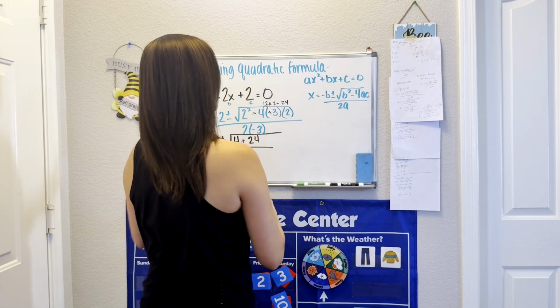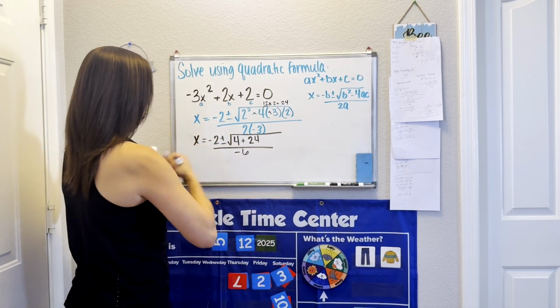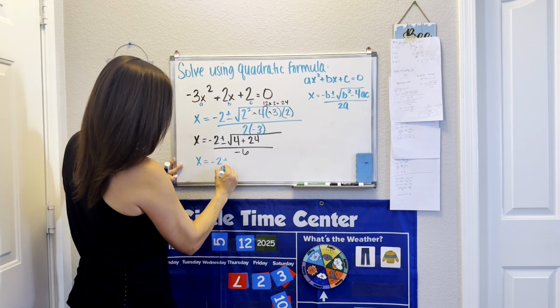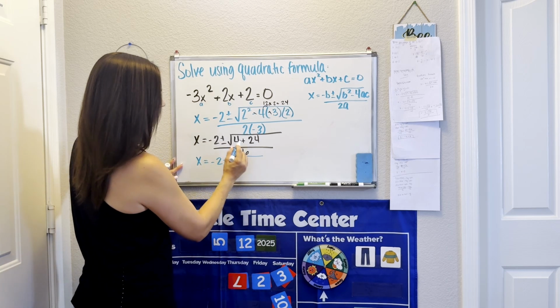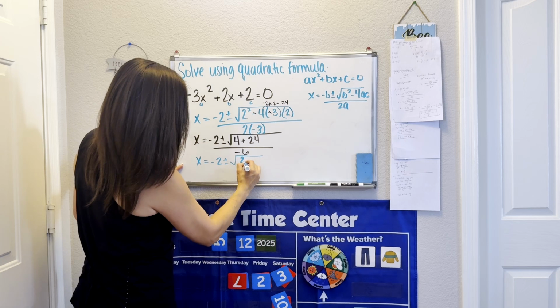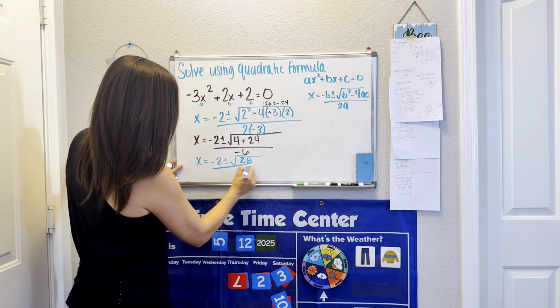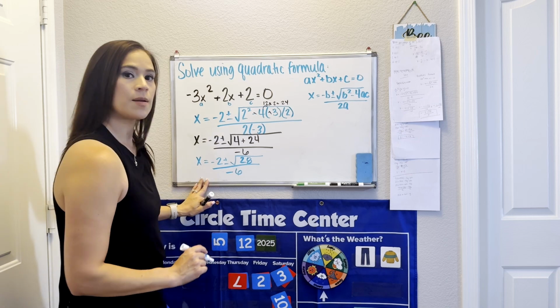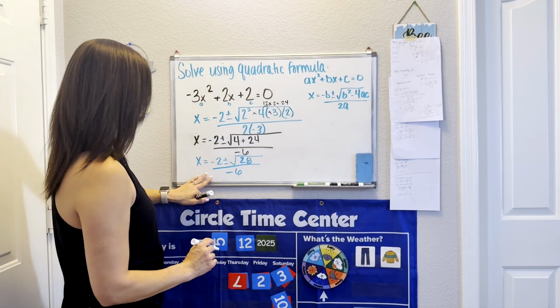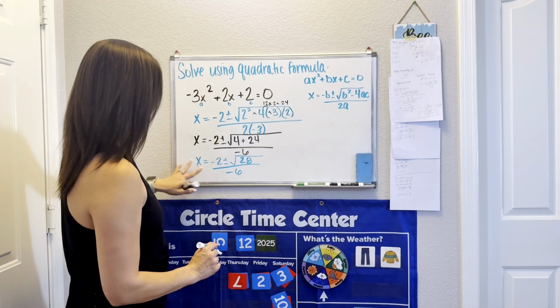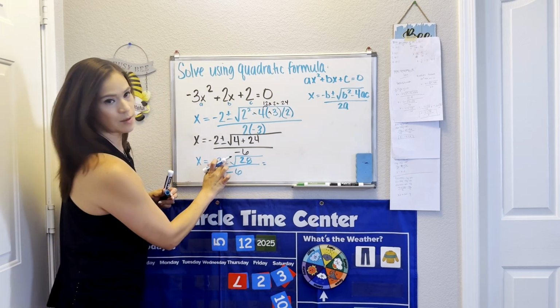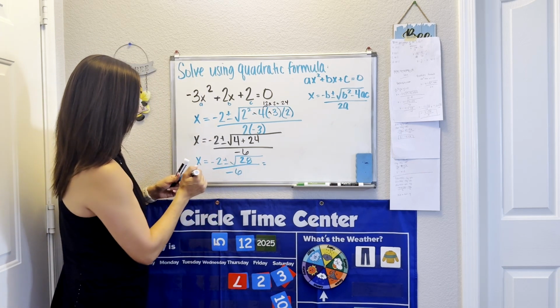Going on from there, we keep solving: x equals negative 2 plus or minus the square root of 4 plus 24, which gives us 28, all over negative 6. Some teachers will allow you to leave it as is, and that can be your answer right here. Some other teachers will like you to split up the plus and the negative.